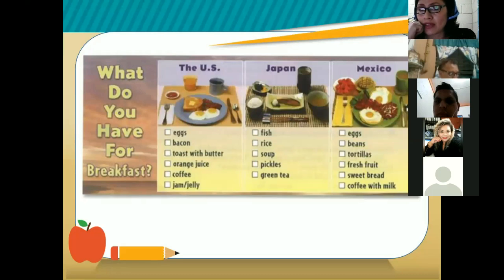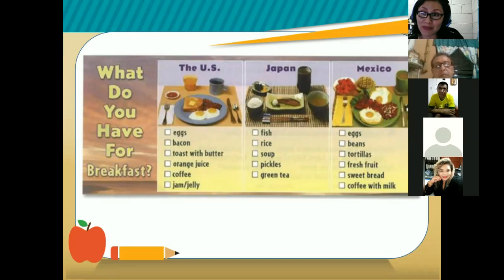Muy bien. Then we got Japan. Who wants to read Japan's breakfast list? Fish. Rice. Soup. Pickles and green tea. Excellent. Thank you very much. Now take a look at that, guys. Fish and rice for breakfast, right? Soup, pickles, que son como cositas así encurtido, ¿verdad? And then green tea. Okay, that's a typical breakfast in Japan.